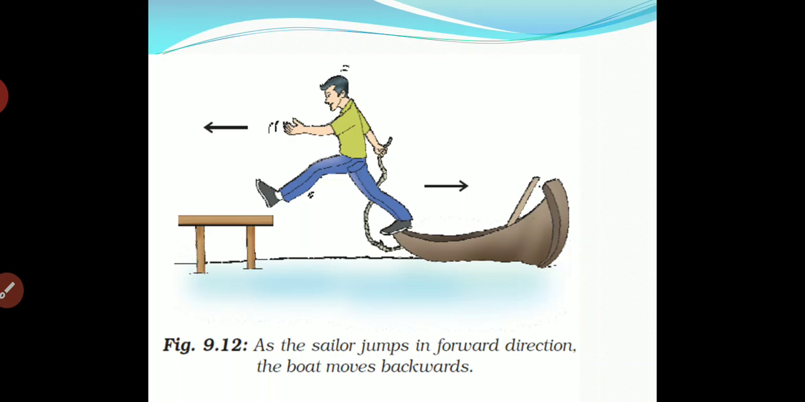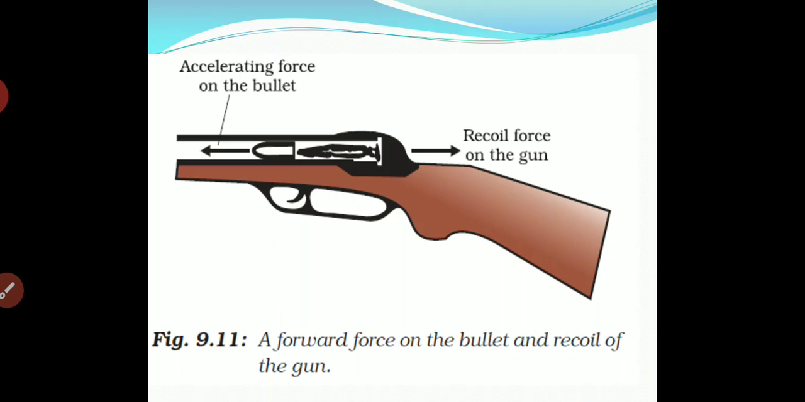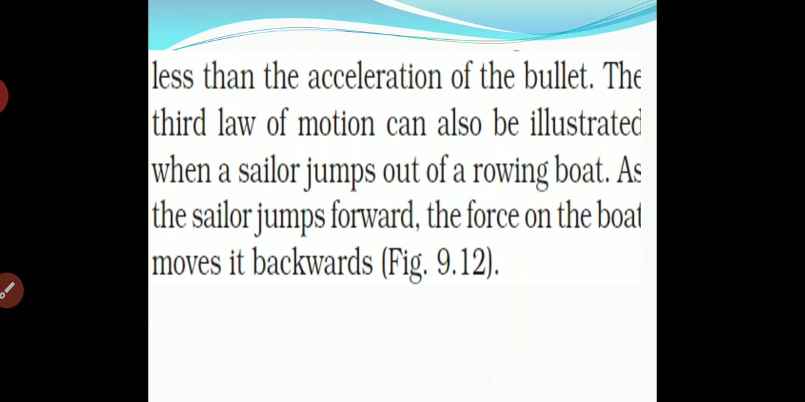So we can say that the sailor is giving a force towards the forward, which we call action, while the boat going backward is what we call reaction. So every action has its equal and opposite reaction. In the gun also, when we fire a bullet, the bullet goes forward, but the gun gives a force towards the backward. This way the action and reaction can be explained.